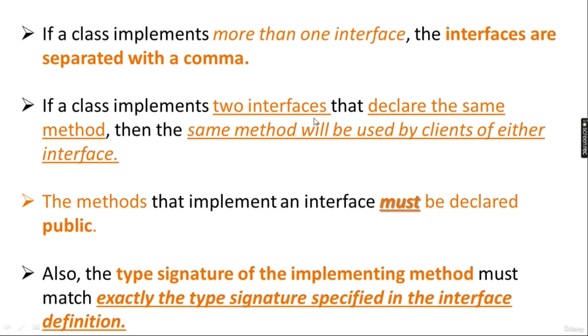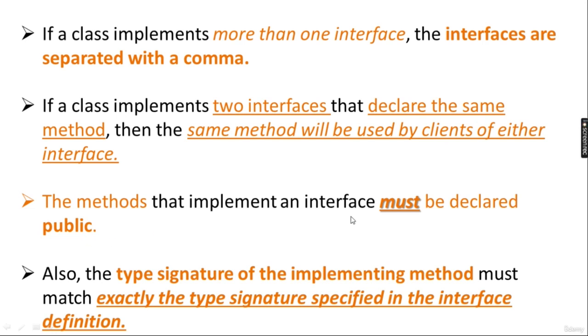If a class implements two interfaces that declare the same method, then the same method will be used by clients of either interface. This is the rule. Like if a conflict is occurring, if a class is implementing two interfaces that declare the same method, then the same method will be used by clients of either interface.